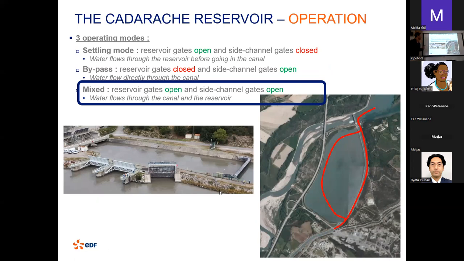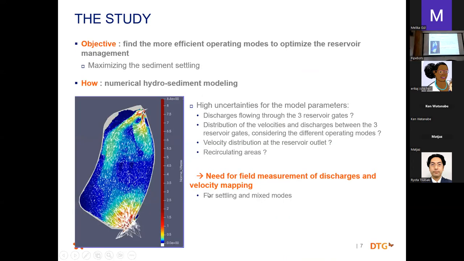Okay. Next one, please. So the objective of the study is to find the most efficient operating modes to optimize the reservoir management and especially to maximize the sediment settling. That's what we want for the Pond of Bear, which is the idea of it. So how to do that? We won't play with the reservoir, opening and closing the gates. It's supposed to produce electricity, so we cannot do whatever we want.